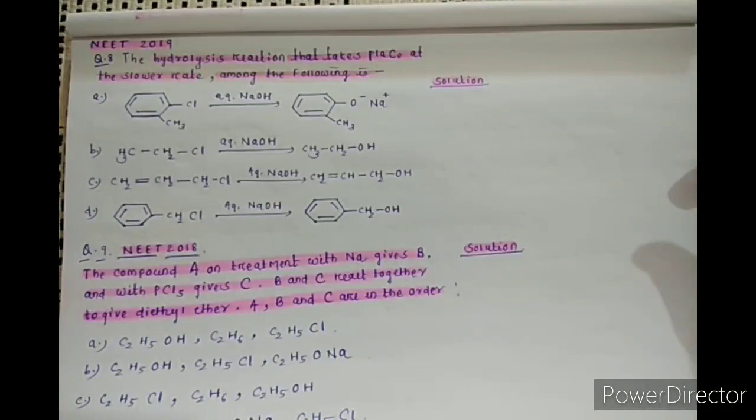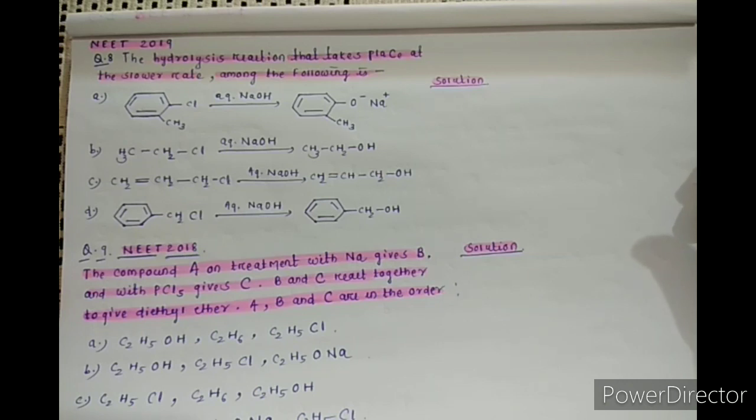Hello students. In this lecture I am going to discuss 5 important questions which came in the NEET exam. First question, that is question number 8: the hydrolysis reaction that takes place at the slower rate among the following. You see 4 options are given. 4 reactions are given and all these reactions are hydrolysis reactions.